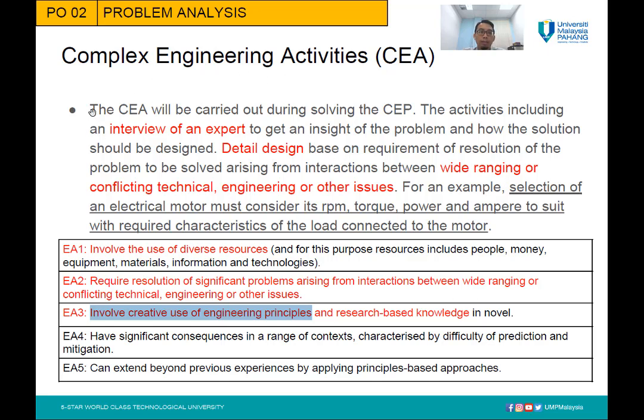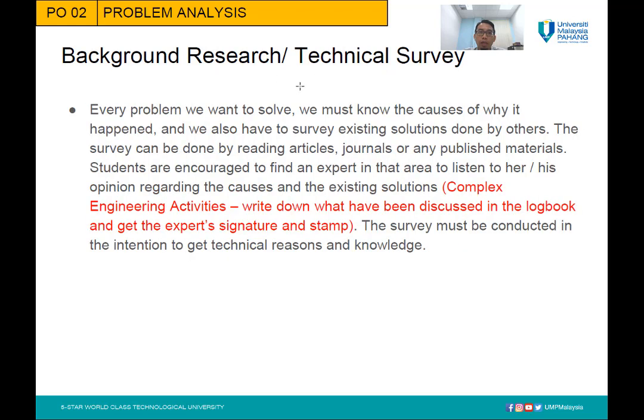So discuss with the supervisor, and think of what activities you will do that involve complex engineering activities. Okay, so next, about background research.